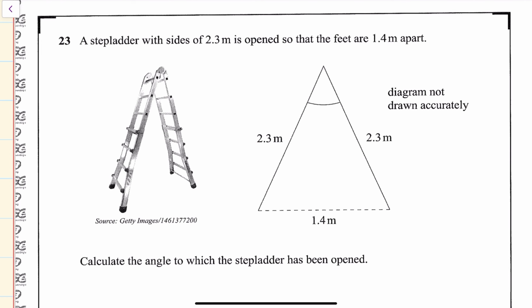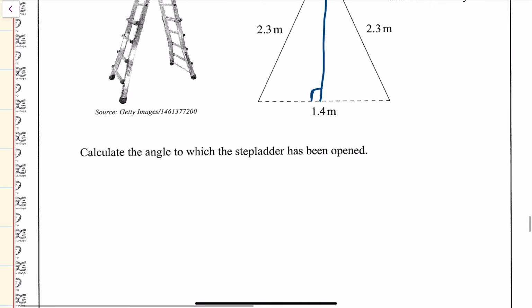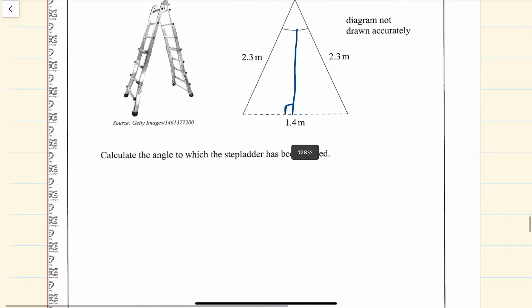Okay, right, a step ladder with sides 2.3 is opened so that the feet are this distance apart. Calculate the angle at which it is being opened. Okay, I think the nicest way for us to do this is to use just trig. So we drop it perpendicular down here. What it does is cuts that angle in half, but it also creates a wee right angle. So let's just do that. And it cuts this in half as well. Oh dear, that is a right angle triangle, believe it or not.